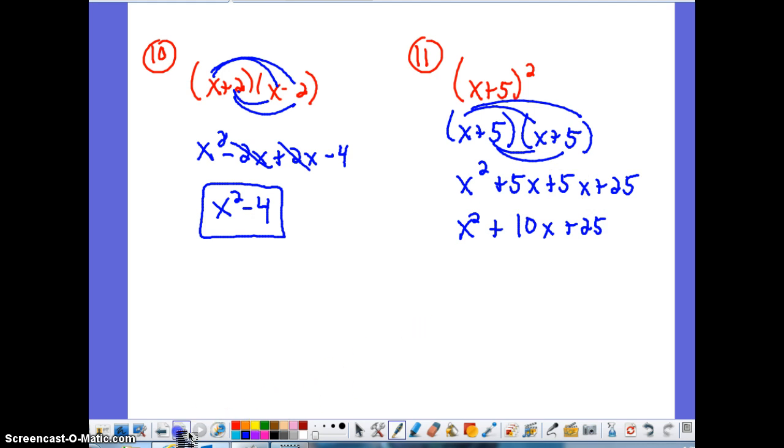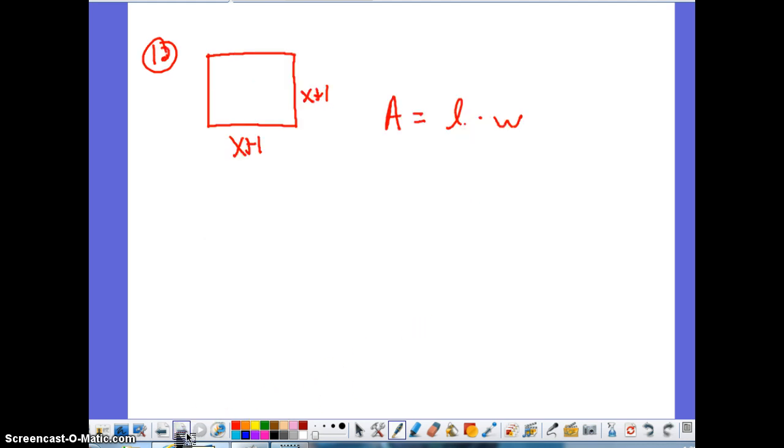Now the last one here, number 12, it gave you a square. Told you it was a square, and you have the x plus 1 on the left side and the bottom. And it asks you to find the area. Well, area is just going to be length times width. So the area here is going to be x plus 1 times x plus 1. So it's very similar to what we just did in number 11.